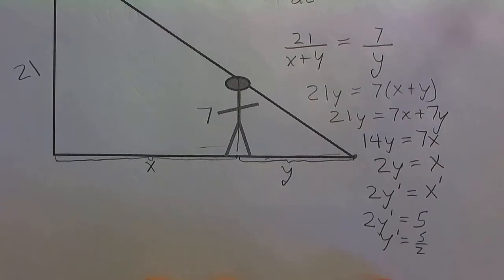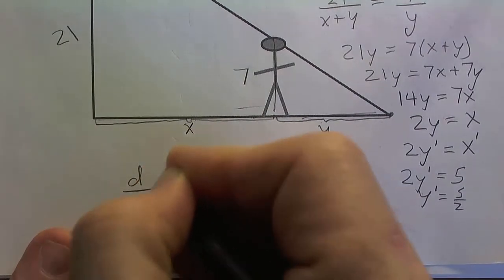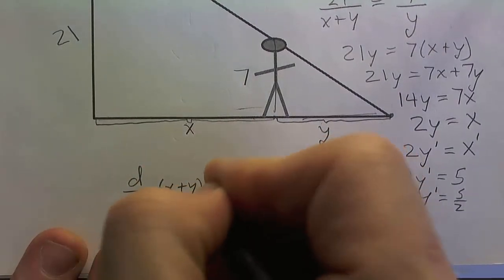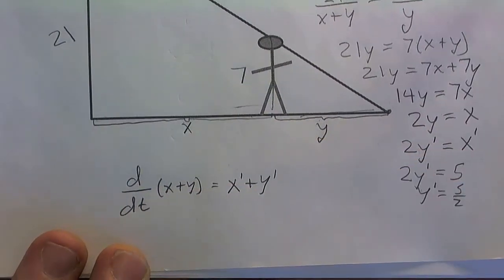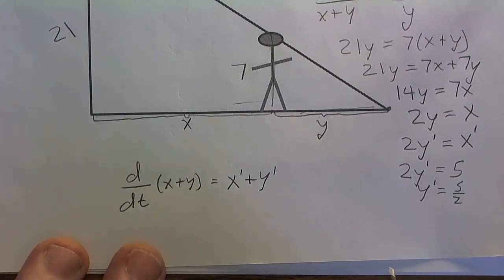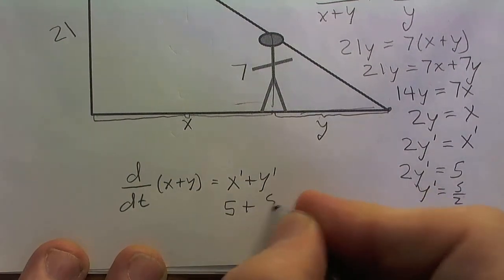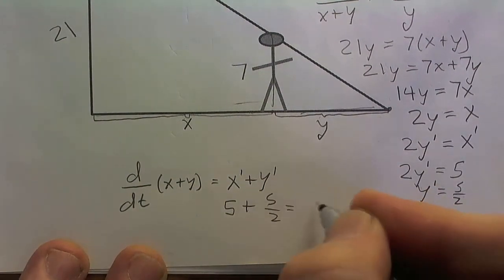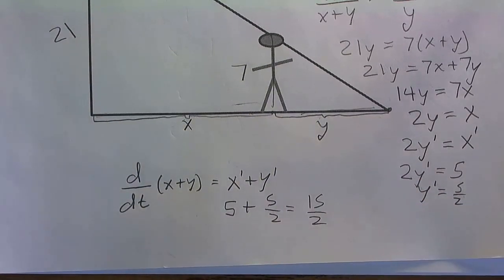Well, that was easy. Now I can go up here and I can talk about how fast is his shadow moving away. So that would be x prime plus y prime. And that's just going to be 5 plus 5/2, which would be 15/2. Yeah, that's it.